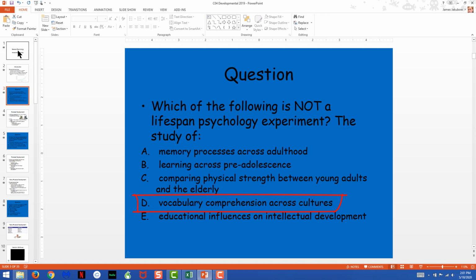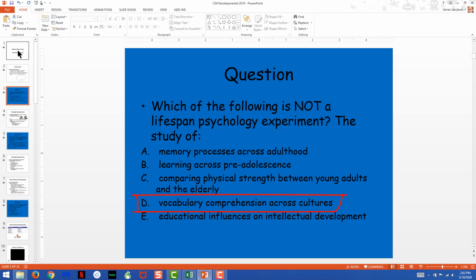If you take a look at answer A, memory processes across adulthood, simply tells you that you're going to look at things across time. Learning across pre-adolescence, that is again telling you change over time. In C, comparing physical strength between young adults and the elderly, certainly implies time. And E, which is written a little bit more vaguely, educational influences on intellectual development. The term development there implies change across time, so it also fits the basic definition of developmental psychology.